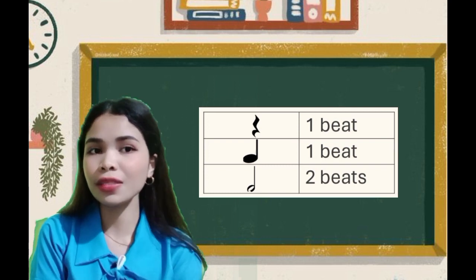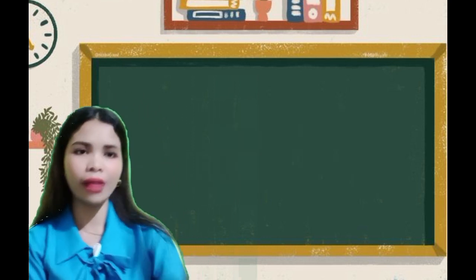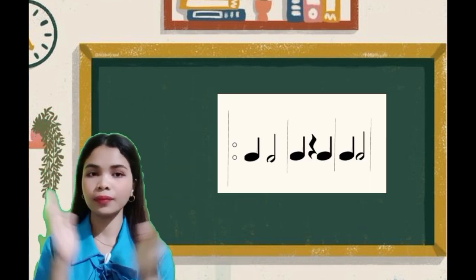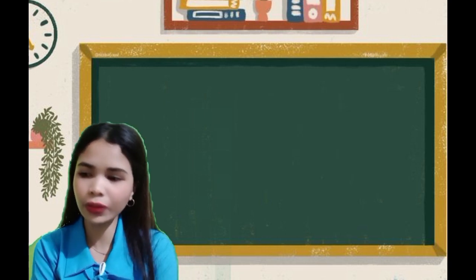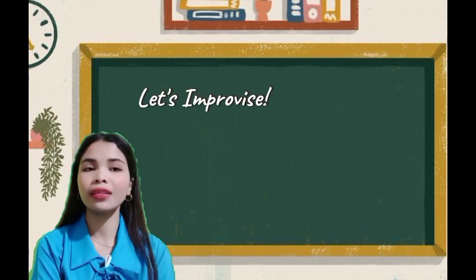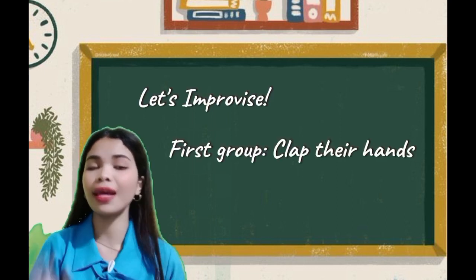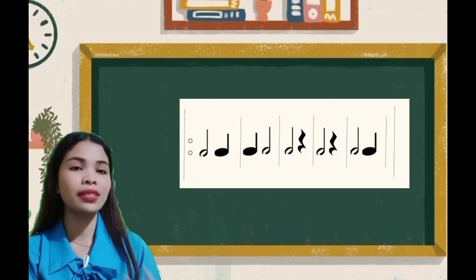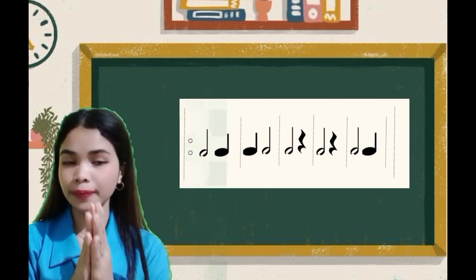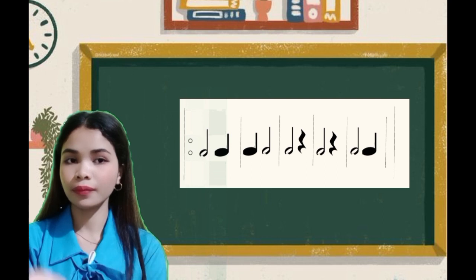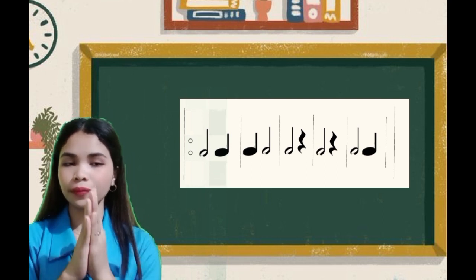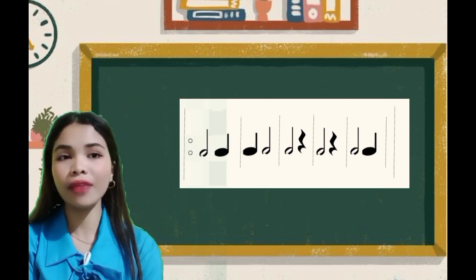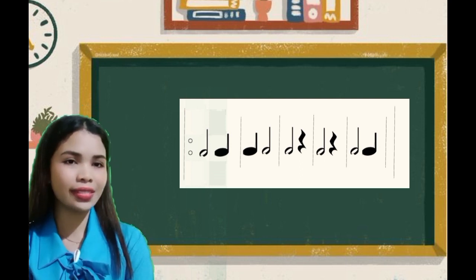Okay, if you get it, let's perform a rhythmic pattern. Now, let's perform this pattern. Okay, very good. Now, let's try to improvise. The first group will clap their hands, and the second group will tap their thighs. Now, let's perform this rhythmic pattern. Okay, very good. Now, did you get it, class? Do you have any questions or clarifications?